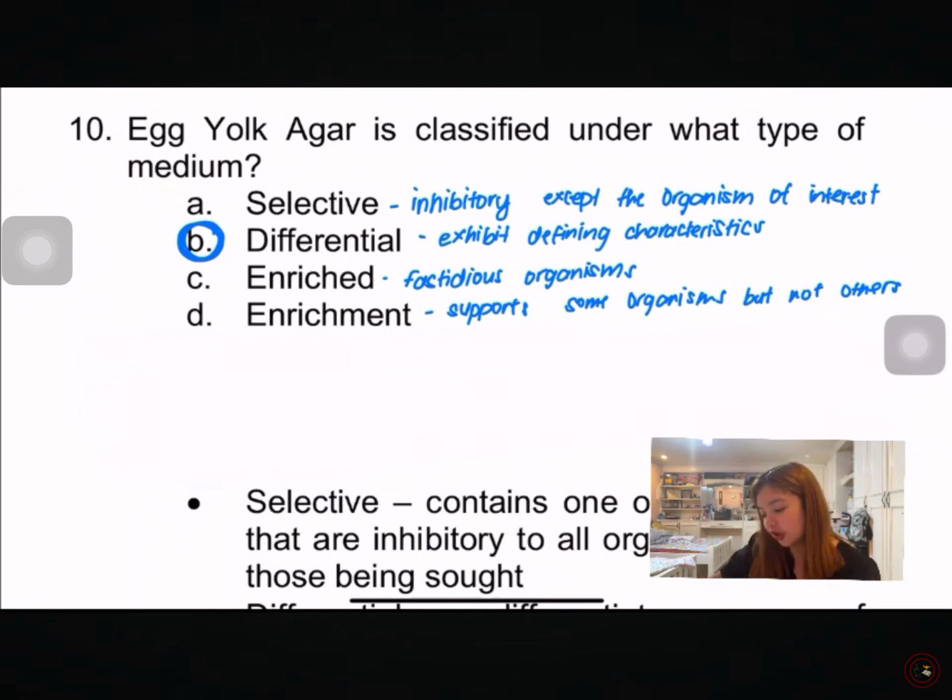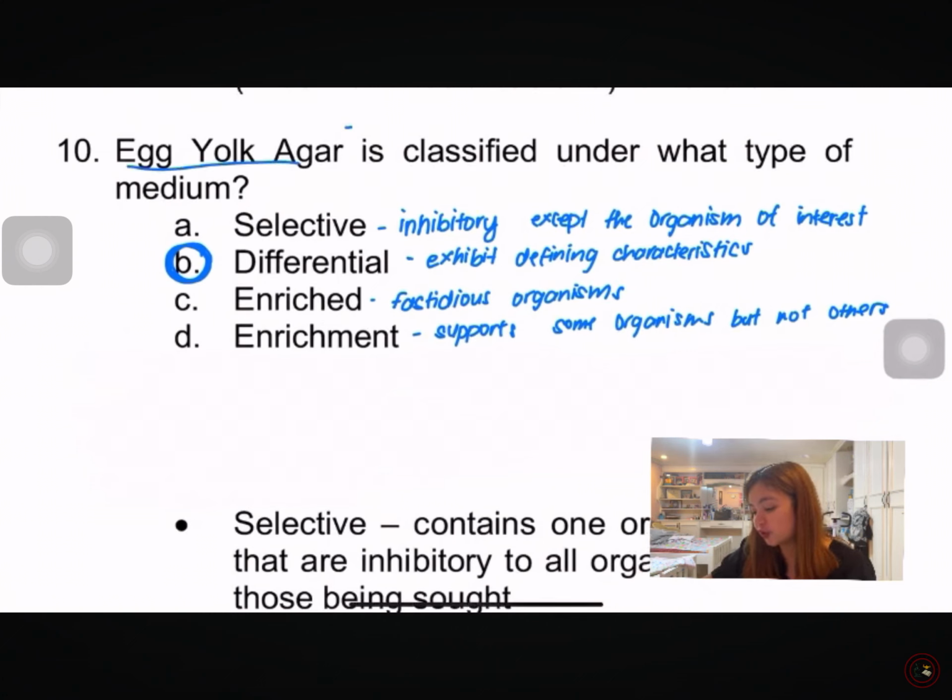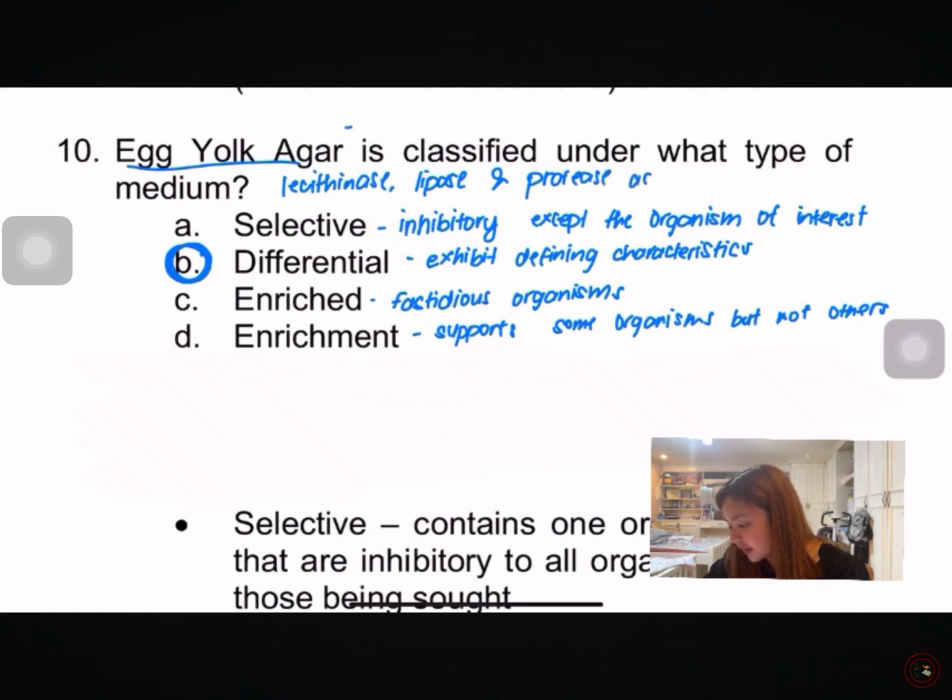In particular, the egg yolk agar is used in order to detect lecithinase, lipase, and also protease activity. So, remember that, guys. Egg yolk agar is a differential agar.